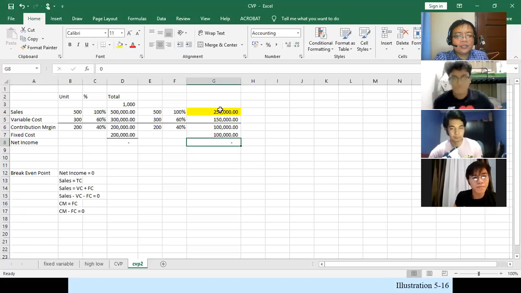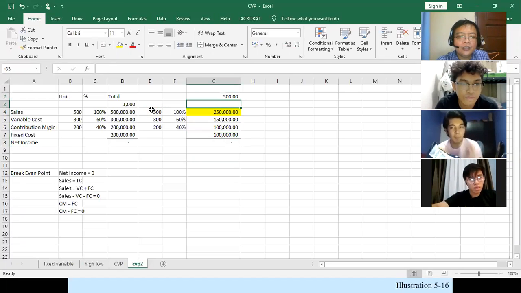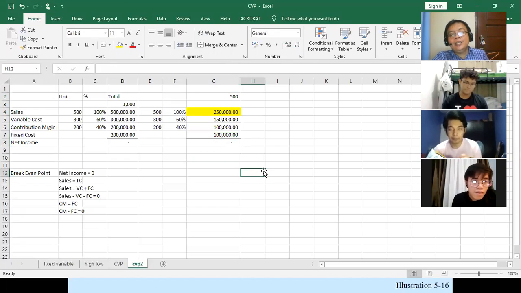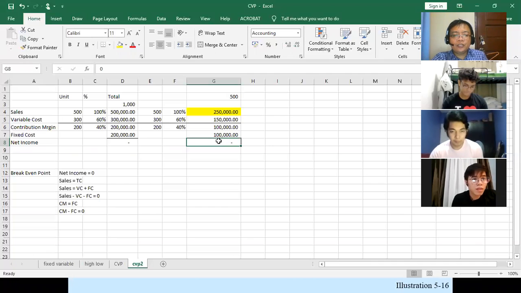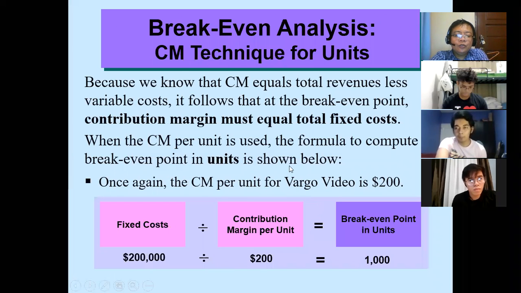How about the units? You divide 250,000 by 500, so you have 500 units. What does this mean? If you sell 500 units, for sure you have 0 net income. If your sales is at 250,000 total, for sure you have 0 net income. That's the long cut. I changed the example so you have two samples. Or you can also use the formula.